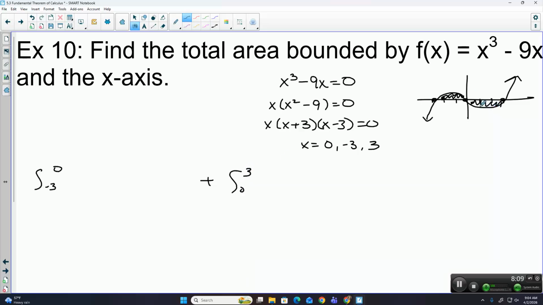From -3 to 0, it's above the x-axis, so if I'm doing the absolute value, it doesn't change anything. But from 0 to 3, it was below the x-axis. So if I wanted the absolute value of that area, what would we have to do? So if we put a negative in front or distribute it, -x cubed plus 9x.